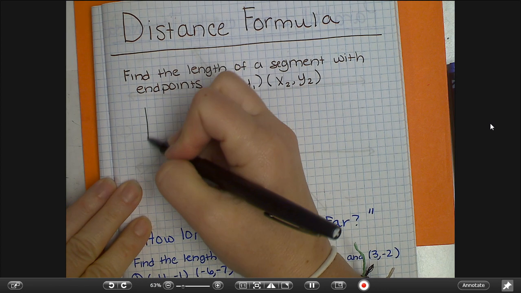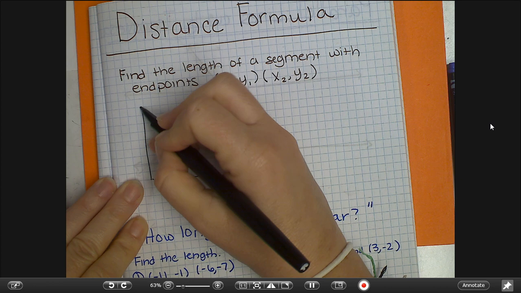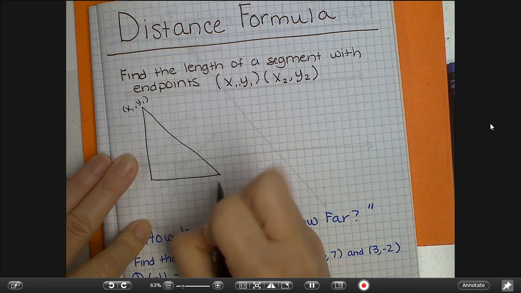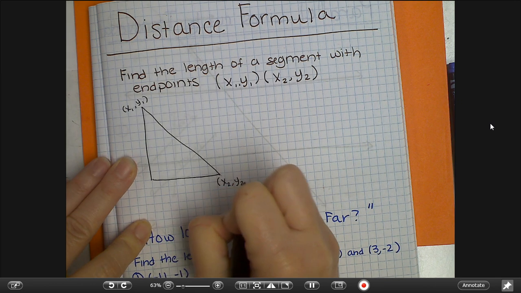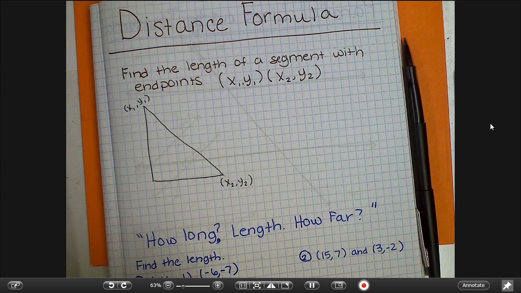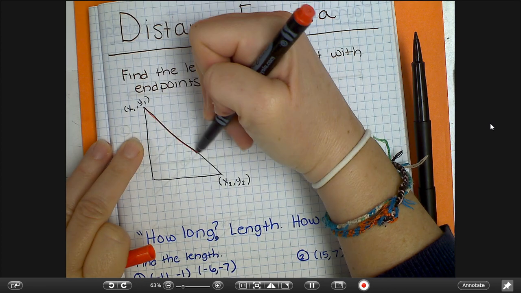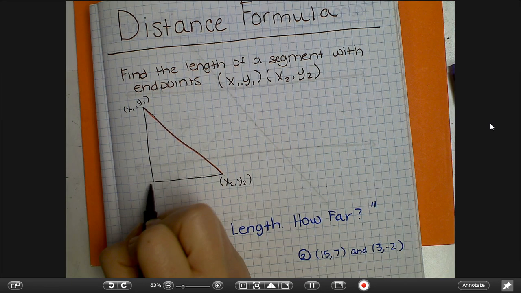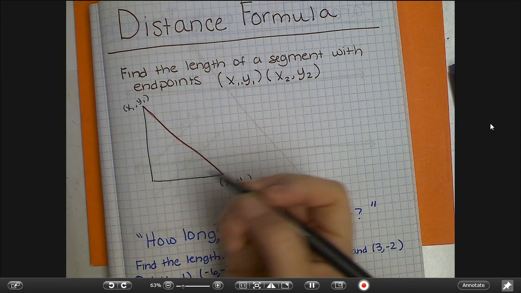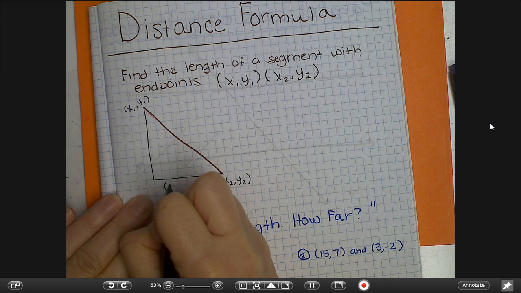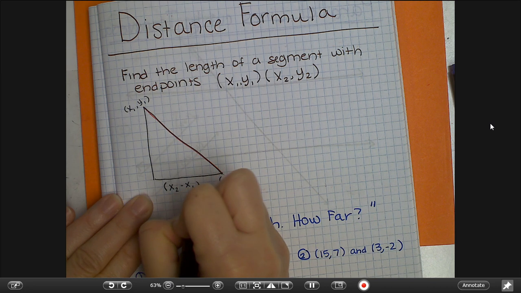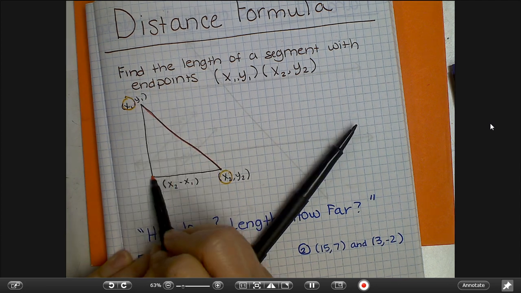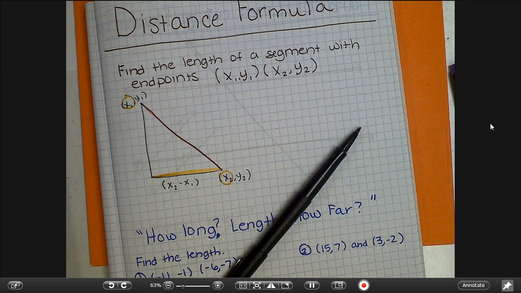Like before, we need to make this into a triangle so we can look at it. Here we have x1, y1. We don't actually know the coordinates, and we want to know how long the segment is that passes through those points. Just like before, we need to figure out the difference. For this leg, we would have x2 minus x1. We take our x's and subtract them. That will give us our horizontal distance. How far apart are those?